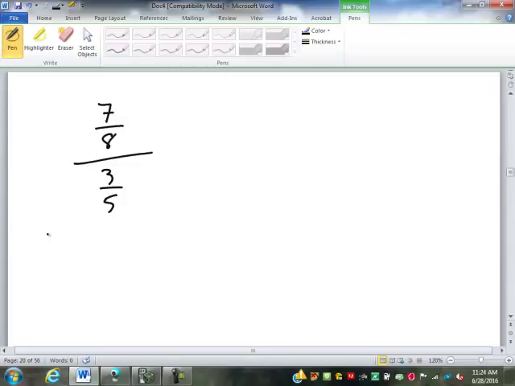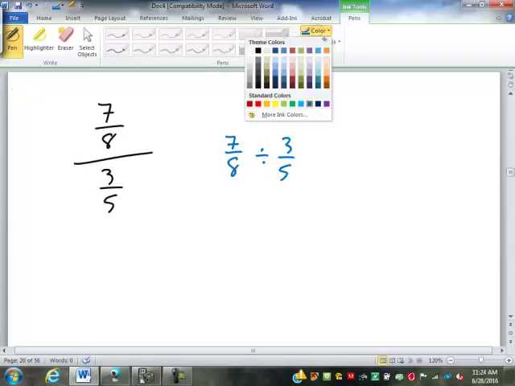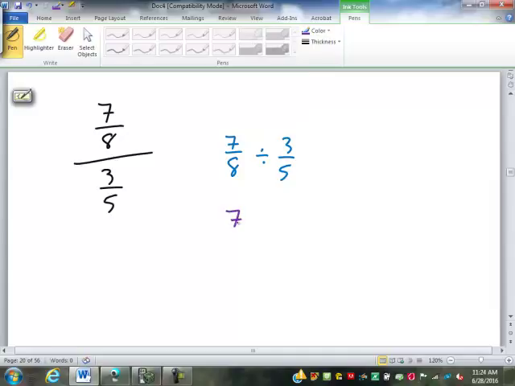Yeah, it's a fraction within a fraction. But remember, we've mentioned that a fraction can be thought of as a division problem. So this is just a different way of writing 7/8 divided by 3/5. So this becomes 7/8 times 5 over 3. So 7 times 5 is 35. 8 times 3, 24, which is 1 and 11 24ths.